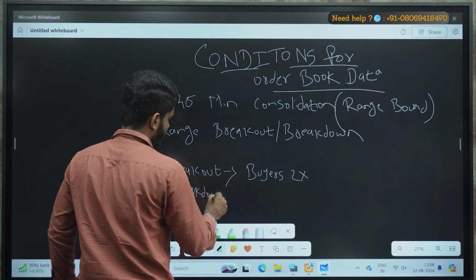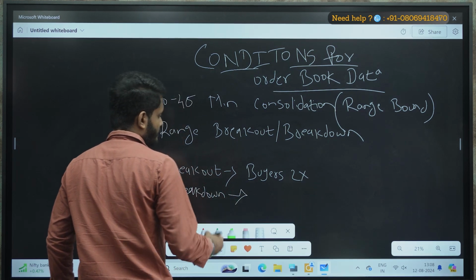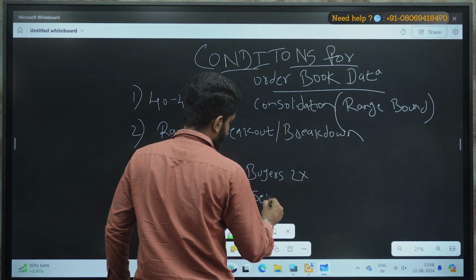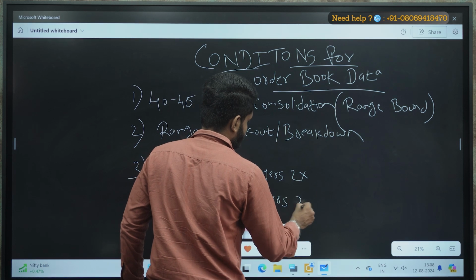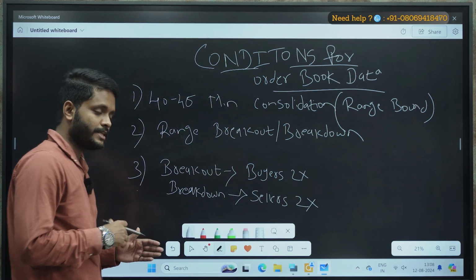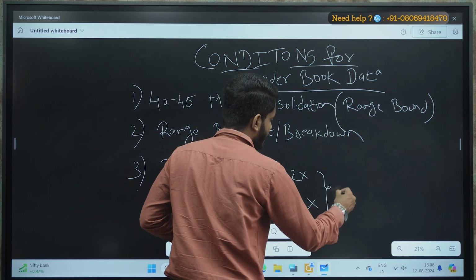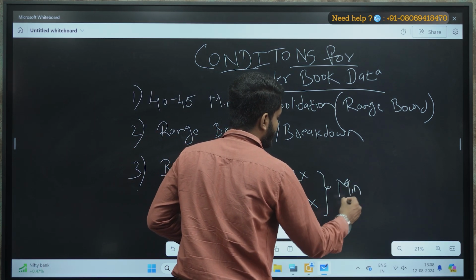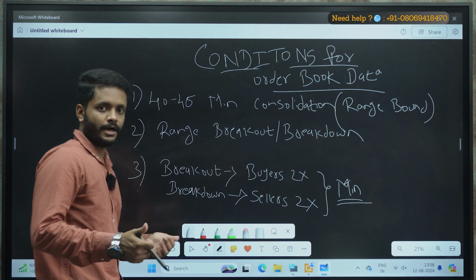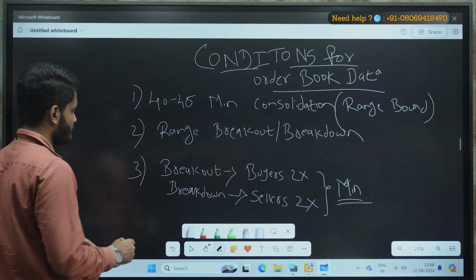if it is a breakdown, sellers should be 2x. Okay, if it is a breakdown, then sellers should be at least 2x. This is the minimum criteria I am saying. Anything over and above this is definitely a good sign. Okay, so these were the three conditions.